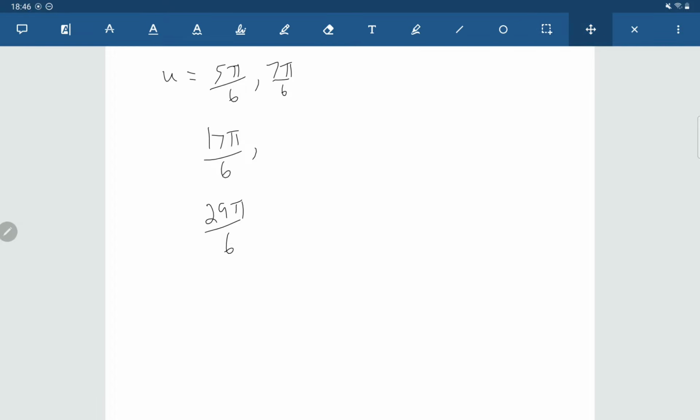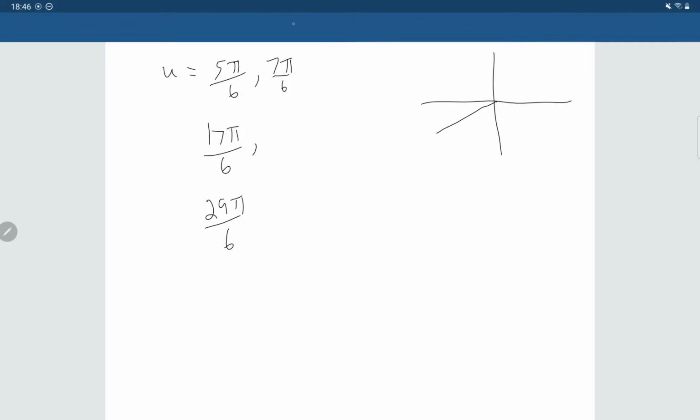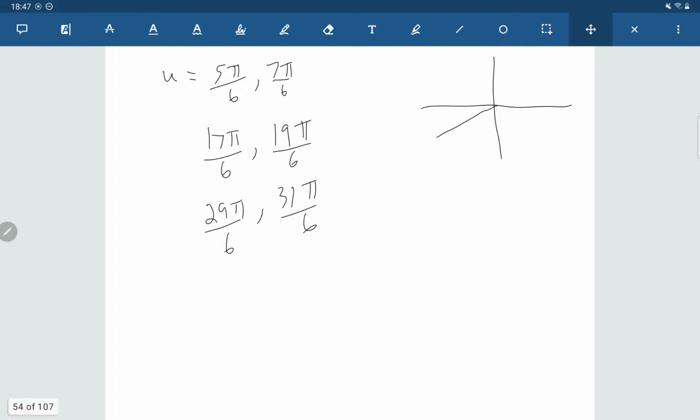Now for the ones that are coterminal to 7 pi over 6. So we have 7 pi over 6. We could also have a full circle plus 7 pi over 6, which is 19 pi over 6. You could also have 2 full circles plus 7 pi over 6, which is 31 pi over 6. So now we've got all the possible values for u that are within that interval.